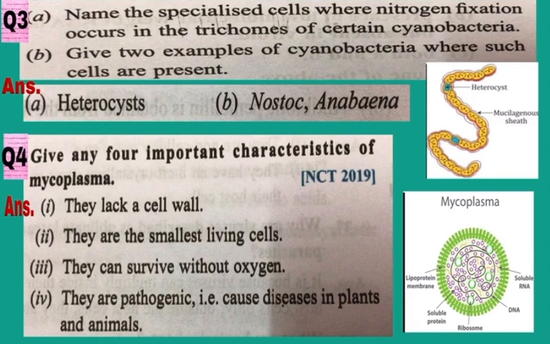Question number 4. Give any 4 important characteristics of mycoplasma. Answer: see the diagram of mycoplasma. 4 characteristic features of mycoplasma are: first, they lack a cell wall, meaning the cell wall is not present here. Number 2, they are the smallest living cells. Third, they can survive without oxygen. And fourth, they are pathogenic, meaning they cause diseases in plants and in animals.